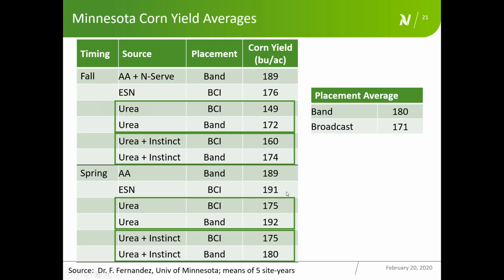So perhaps if we had a banded ESN treatment, it might be even better than this broadcast treatment, but that's speculation based on other research. But nonetheless, you can see how the spring band, even in this corn production system, would still be the preferred application where that's possible. Now, I recognize a lot of producers don't have equipment to band dry fertilizer. They may be able to band liquid, however, and similar advantages would exist for banding liquid materials, but banding seems to be the preferred way to go.